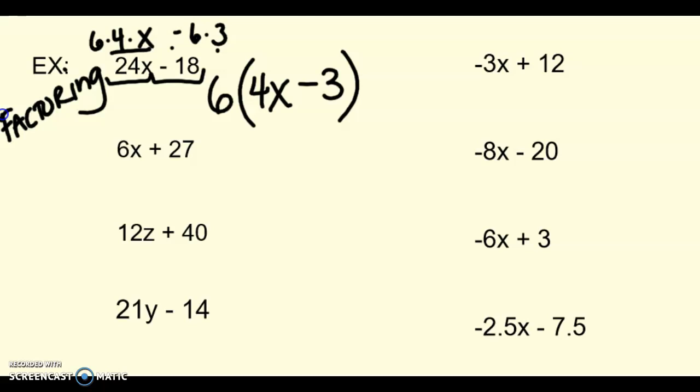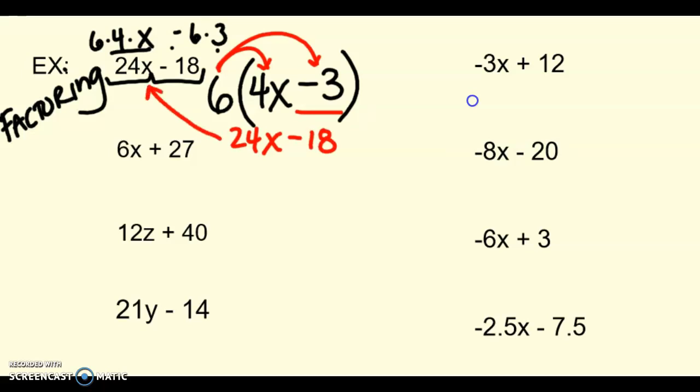Now you can always distribute this back to check your answer. So 6 times 4x is 24x, 6 times negative 3 is negative 18, and that gives me the original problem that I started with. So I've checked it and I know it's right. All right, let's do another one.